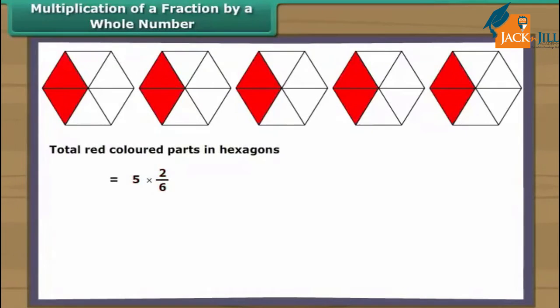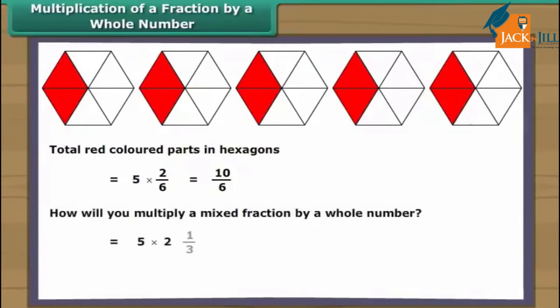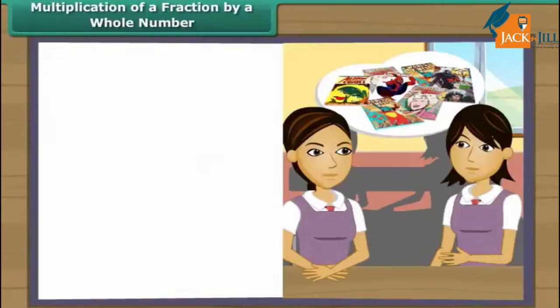We can also find this by multiplying 5 with 2/6. Thus, to multiply a whole number with a proper or improper fraction, we multiply the whole number with the numerator of the fractions, keeping the denominator same. But how will you multiply a mixed fraction by a whole number? In such cases, we first convert mixed fraction to an improper fraction and then carry out the multiplication. Multiplication of a fraction by a whole number.